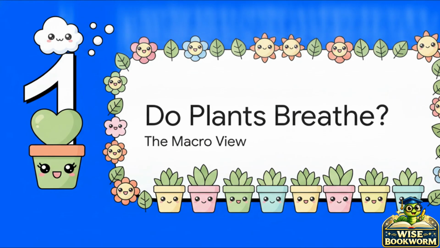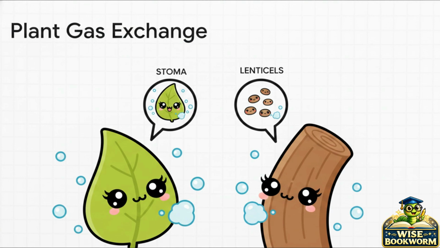The macro view. When we typically think of breathing, we immediately picture lungs. But surprisingly, plants have absolutely zero specialized respiratory organs. None. Instead, they rely on these tiny little openings called stomata on their leaves and lenticels on their stems. So how do they get along without a central breathing system to pump things around? Well, basically, every single plant part takes care of its own gas exchange needs. There isn't much gas being transported from one part to another. Plus, let's be honest, their energy demands are way lower than, say, a running animal.